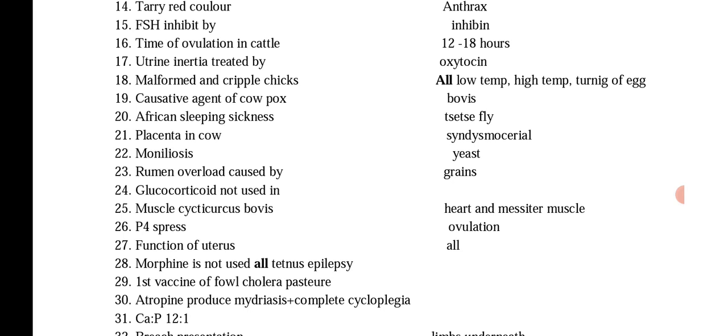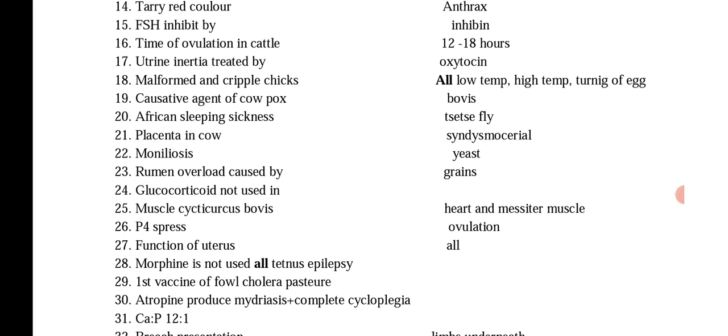Uterine inertia is treated by oxytocin. Malformed and crippled chicks result from all of these: low temperature, high temperature, or improper turning of eggs. They can lead to malformed or crippled chicks. Turning of eggs means too much or no turning of eggs.